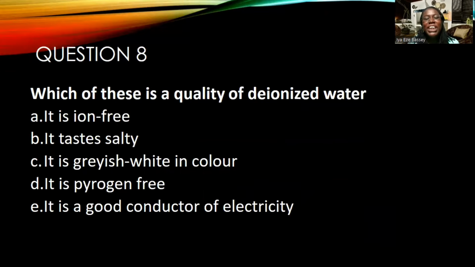All right, so question 8. Which of these is a quality of deionized water? A, it is iron-free. B, it tastes salty. C, it is grayish-white in color. D, it is pyrogen-free. E, it is a good conductor of electricity.